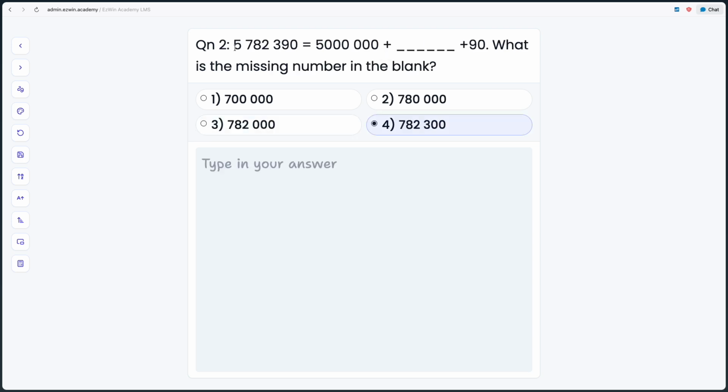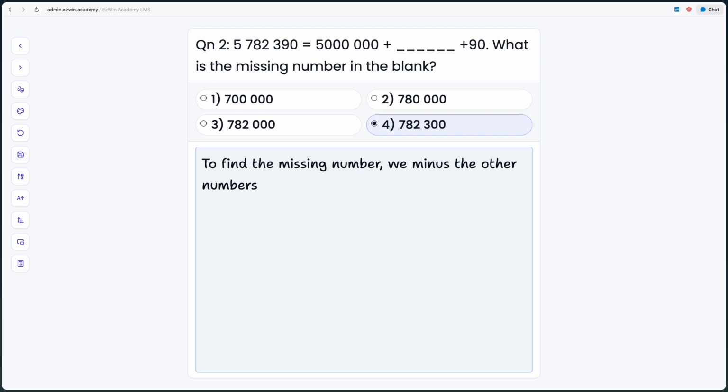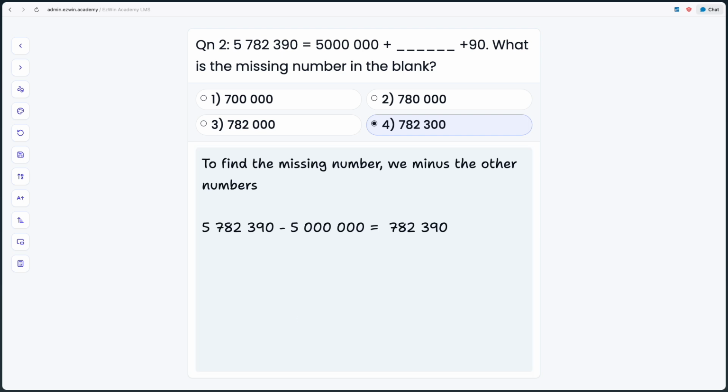All right, question number 2. 5,782,390 is equal to 500,000 plus what, plus 90. What is the missing number in the blank? To find the missing number, we minus the other numbers. I will take the 5,782,390 minus the 5 million, and we will get 782,390. Then we will just minus the last number, which is 90, and this will give us 782,300. So the answer is option number 4.